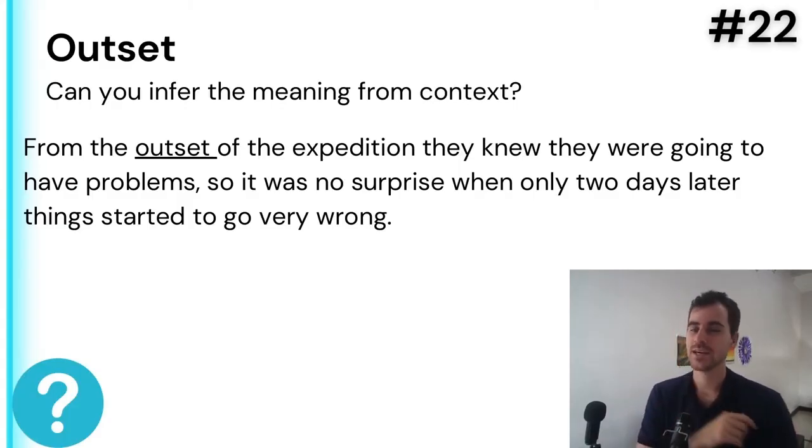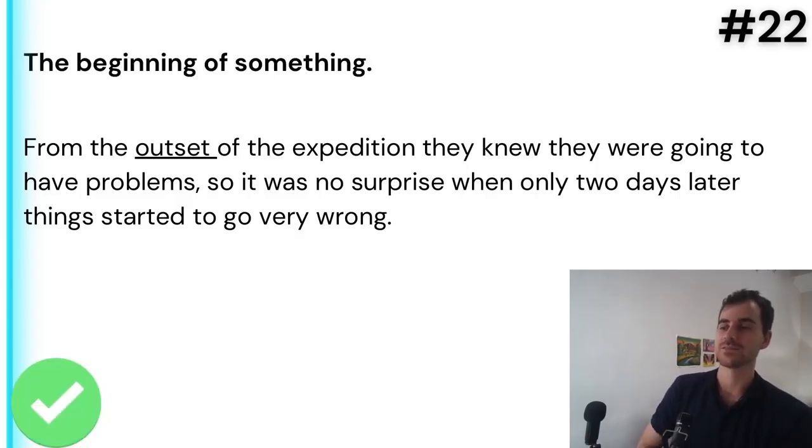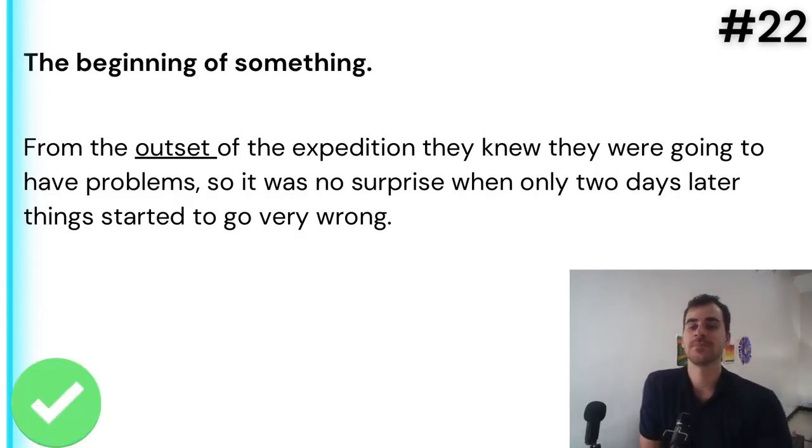Outset. From the outset of the expedition, they knew they were going to have problems. So it was no surprise when only 2 days later, things started to go very wrong. Okay, what does that mean? Well, expedition is like a project, or it could be a journey, an adventure. 2 days after it started, things started to go wrong. So 2 days after what? After the outset. So the outset is the beginning, right? The beginning of something, from the outset. They knew they were going to have some problems. So from the outset.